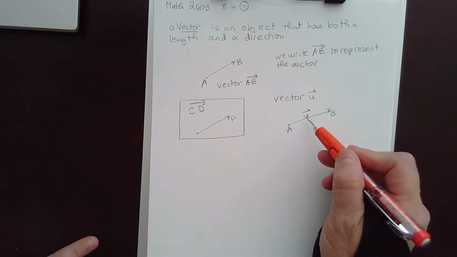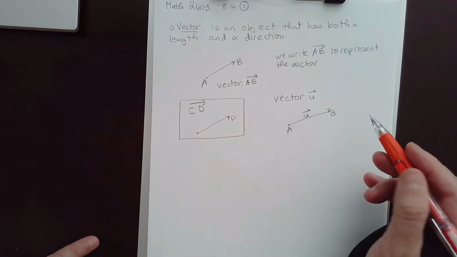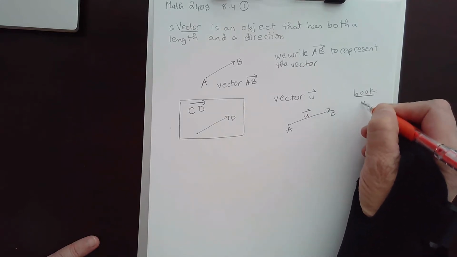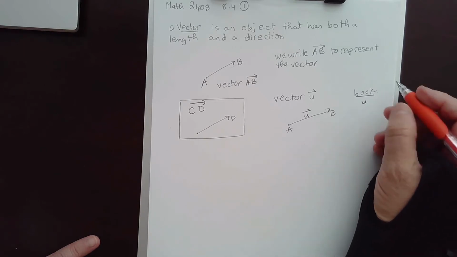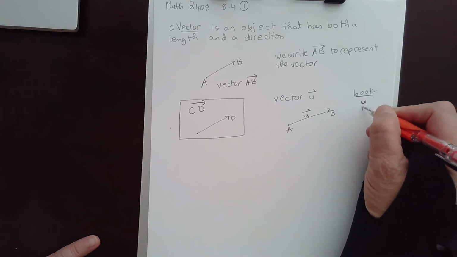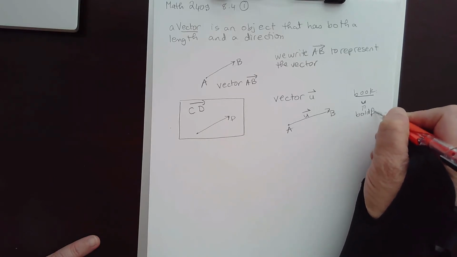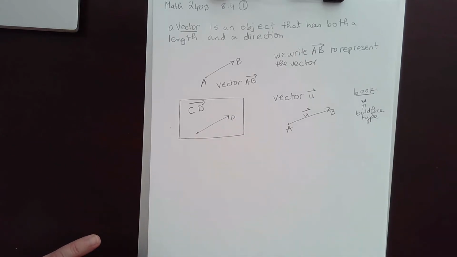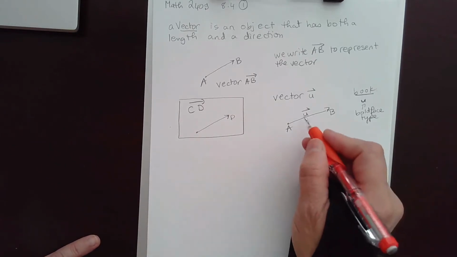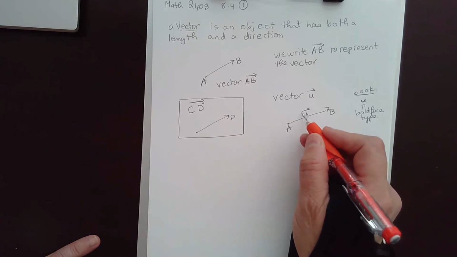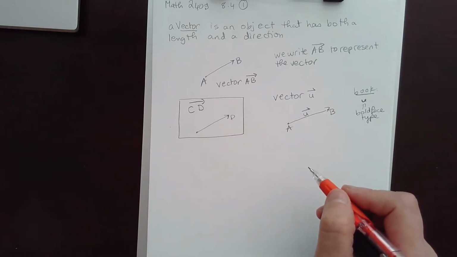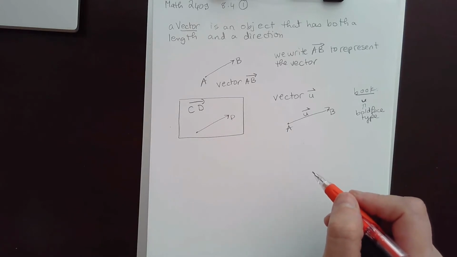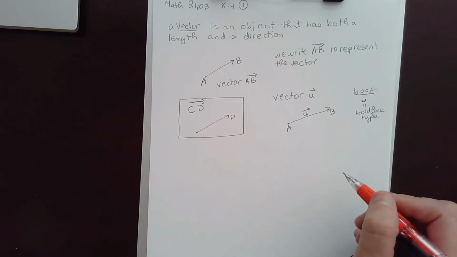The way we write it is U with an arrow on top of it, but in the book, the way they have it, it's in bold. So it's boldface type, and that's what you see in the book. Whenever you see boldface type, you know that they're talking about the vector. But the way we write it by hand is the letter with an arrow on top of it, and that represents a vector.